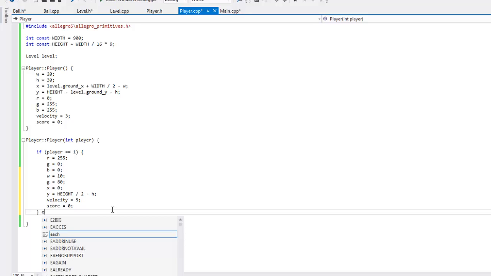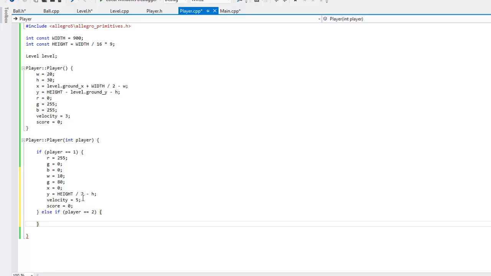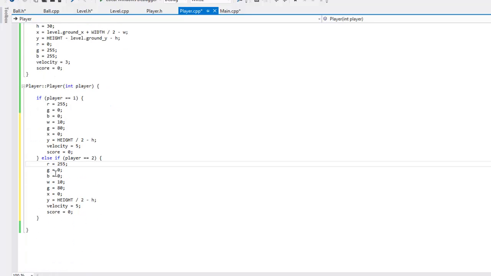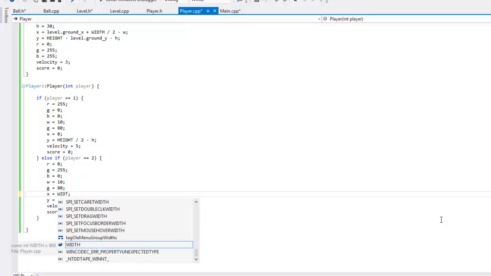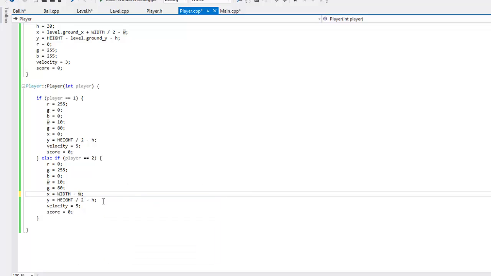Okay. And else if player is equal to 2. Just going to copy this. Basically the same stuff, but different colors. So we're going to make him green. Oh sorry, obviously X and Y are different too. X is going to be equal to width minus the width of his body. It's going to go all the way over to the other side of the screen. And Y is equal to height divided by 2 minus height.